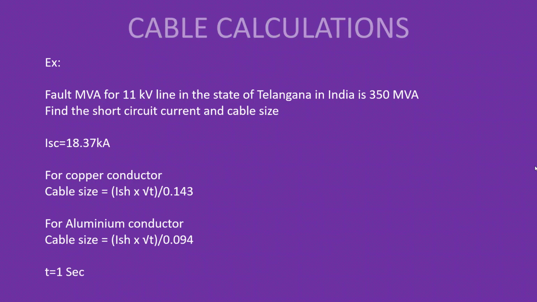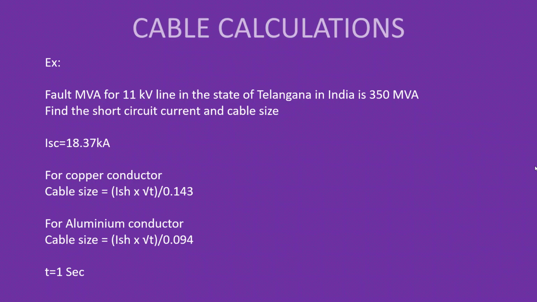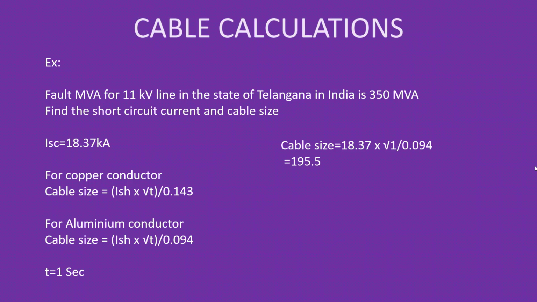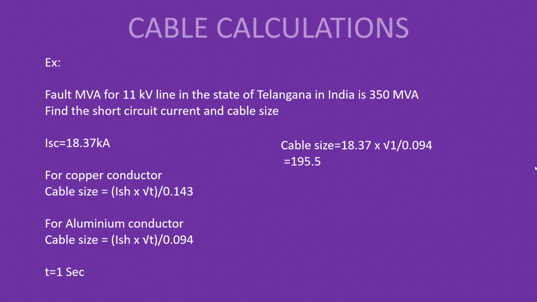In India, for higher size cable, aluminium is the preferred material. So I am substituting these values in the aluminium cable size equation. The cable size equals 18.37, that is ISH, into root T, where root T is root 1, divided by 0.094. The answer is 195.5. No manufacturer is making the cable in 195.5 square mm.